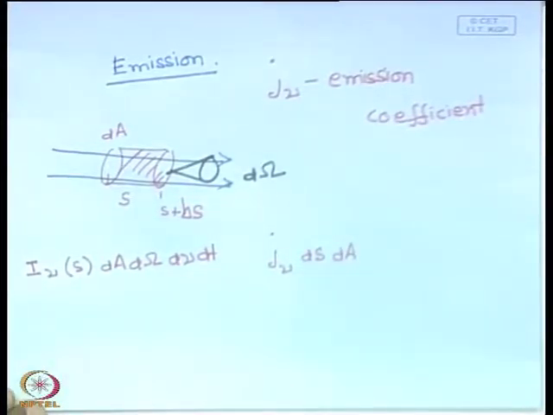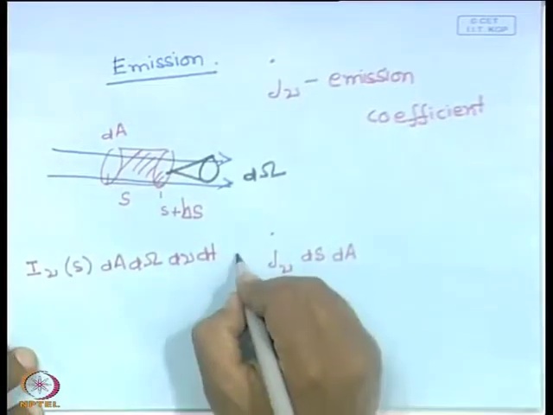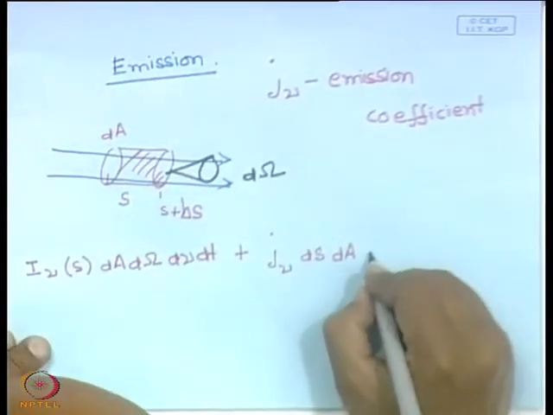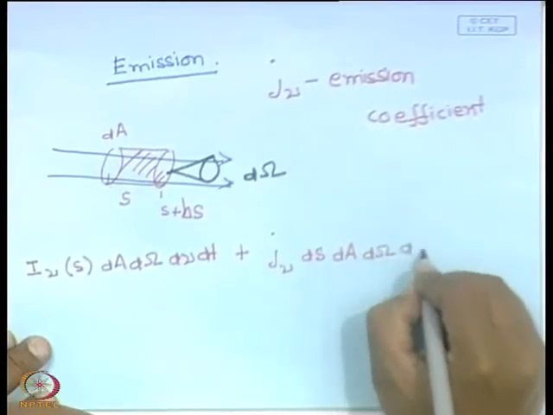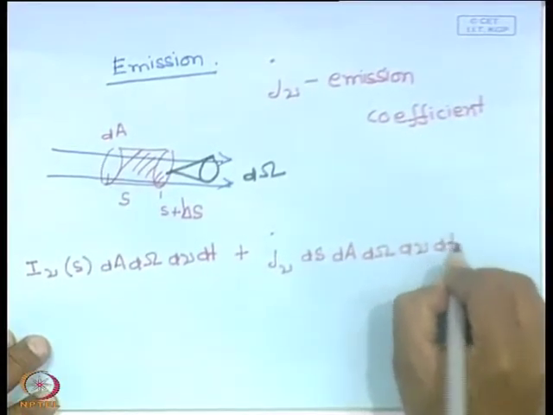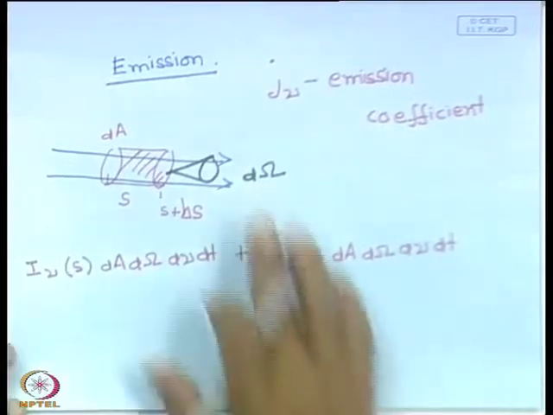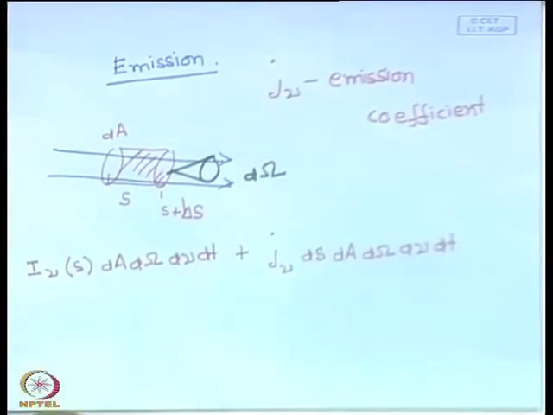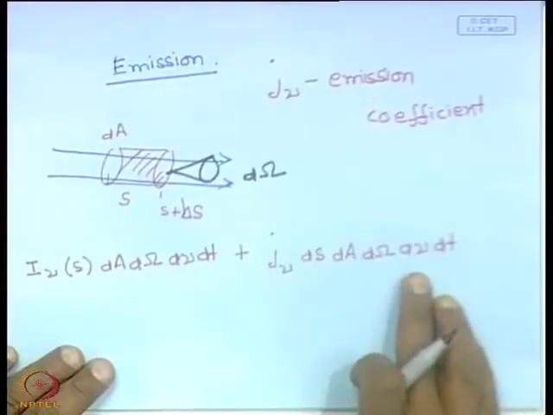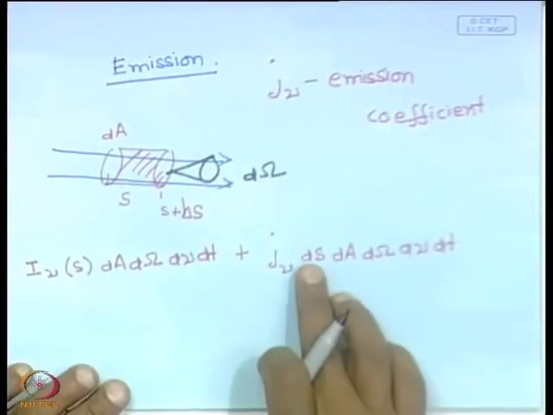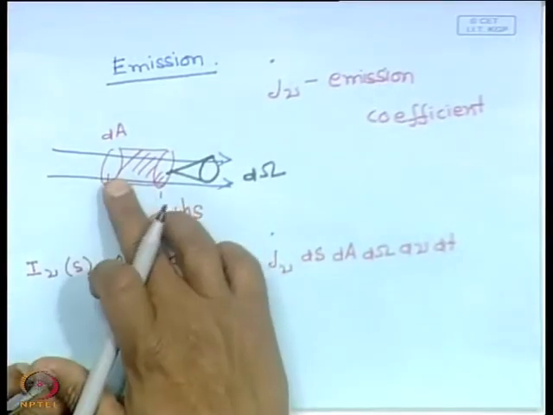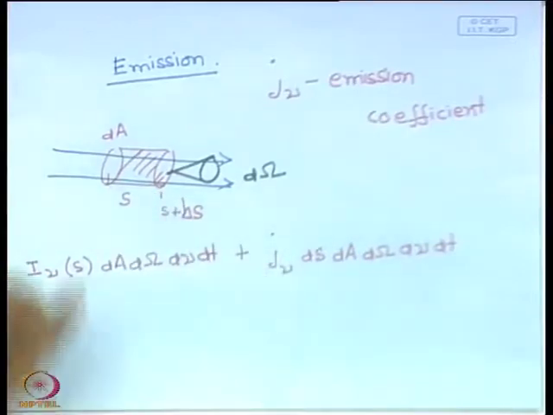This is the energy that is emitted out in the solid angle interval d omega, in the frequency interval d nu, in the time interval dt. So, the emission coefficient tells us the energy that is emitted in a particular solid angle d omega, in the time interval dt, in the frequency interval d nu by a volume dV, where here dV is dA into ds. That is the volume that the light is going through. That is what gets added to this ray.